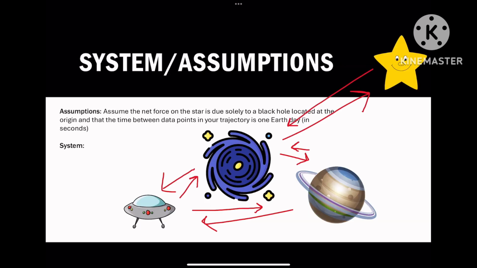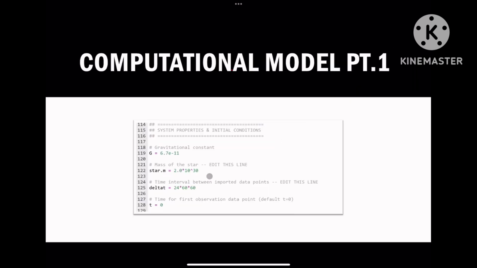For part 1, the system is the star and the surroundings is the black hole, and they exert a force on each other. For part 2, the system is both the starship and planet, as we're finding the net force on these two objects, and the surroundings are dependent on the system being observed. For example, if we're looking at the Fnet on the planet, then the spaceship and black hole are the surroundings. So here are the initial conditions for part 1.